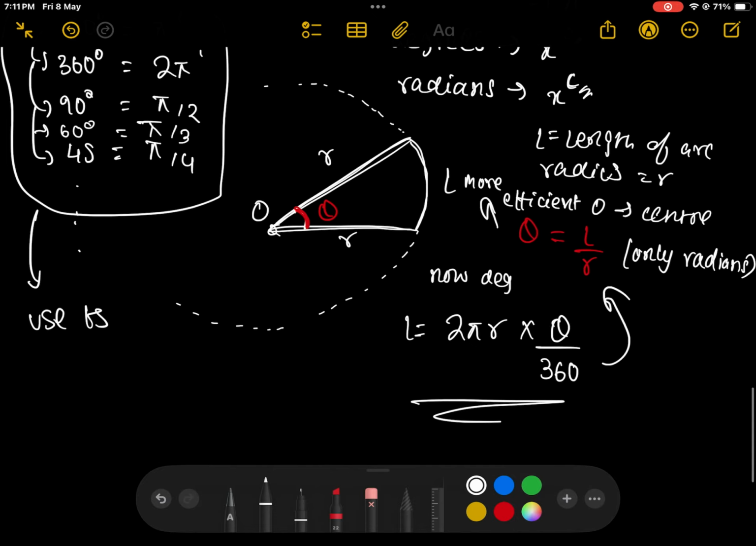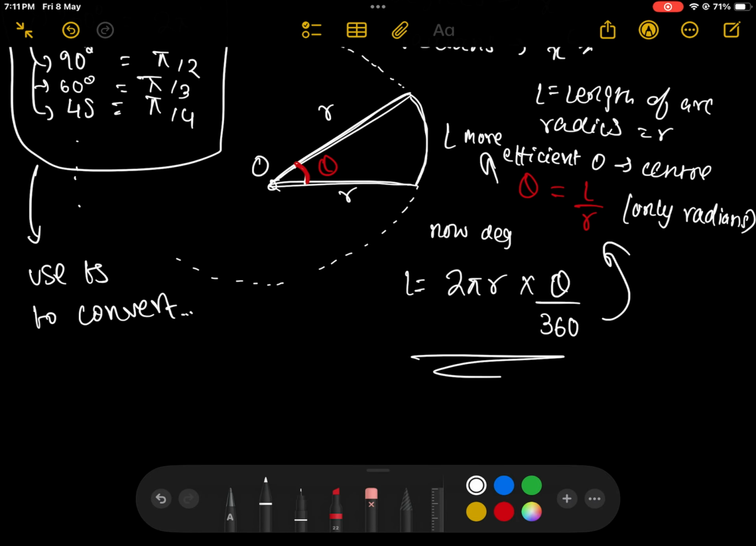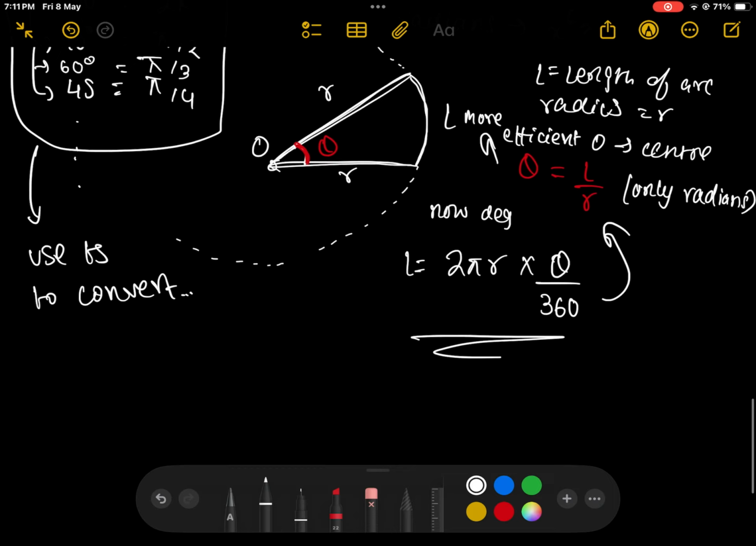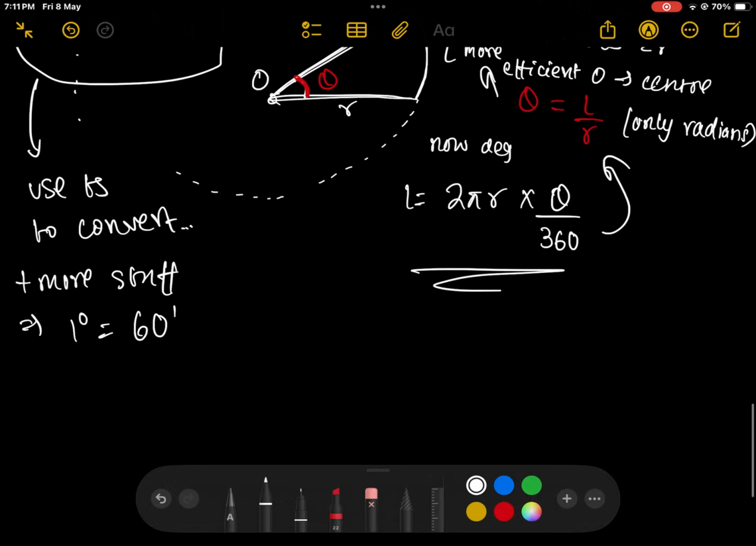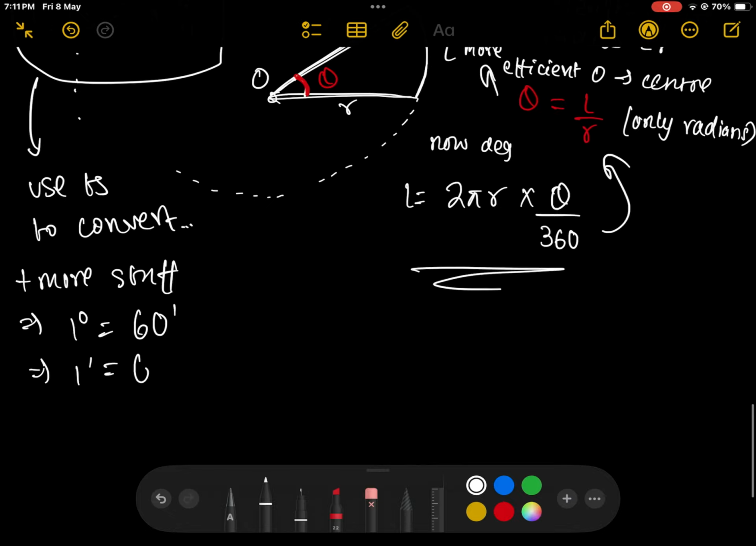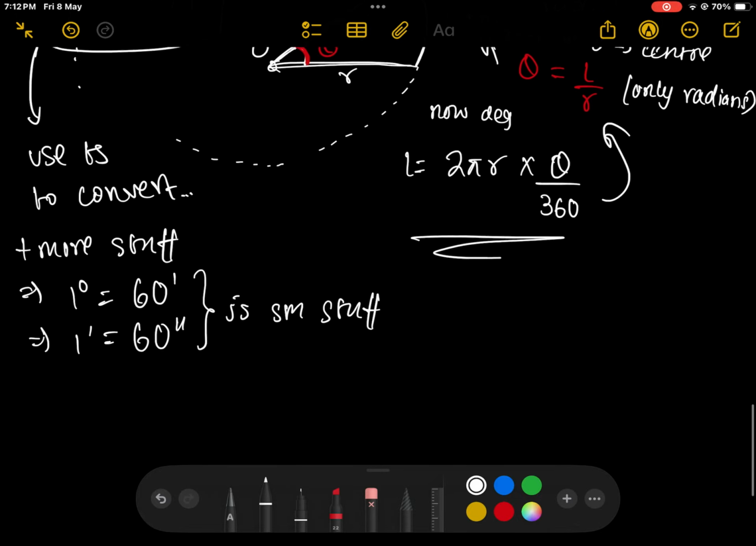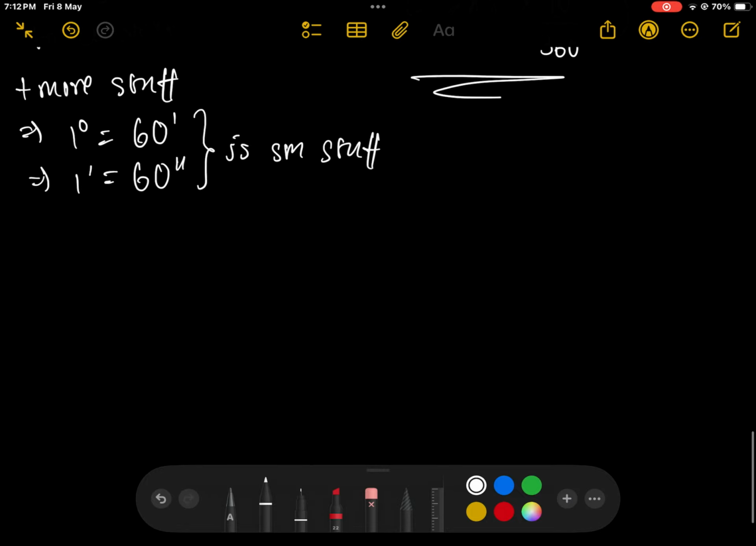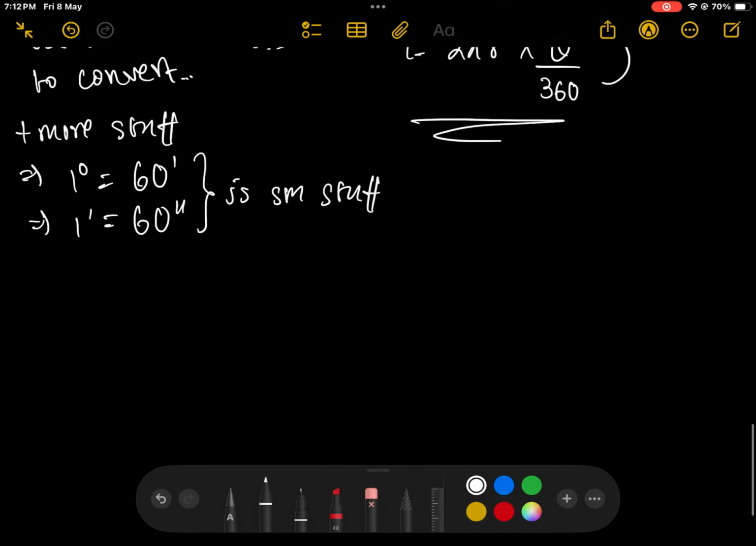That table is pretty important. And then there's also one more thing about minutes and seconds. 1 degree equals 60 minutes, and 1 minute equals 60 seconds. So sometimes questions may appear where you have to convert something like 47 degrees and 30 minutes into radians. So yeah, it's not that hard. It's fine.